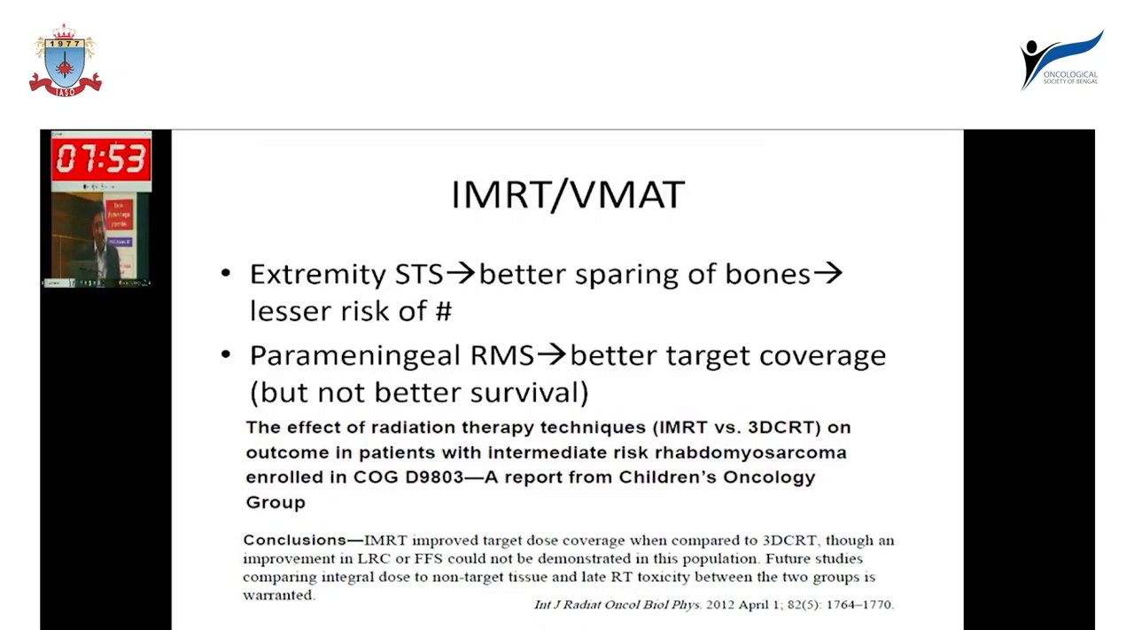And of course, with modern radiotherapy techniques, we actually have the chance to spare the bones a bit better. Obviously, they're more important for non-limb situations like parameningeal sites for RMS, where we've got a very complex tumor volume, not such a complex tumor volume for the extremities, but you are able to spare the bone. However, with conventional radiotherapy, you're only treating maybe a section of the limb, but with conformal, you're shooting through the limb. So, do you think that has a risk of secondary malignancies?